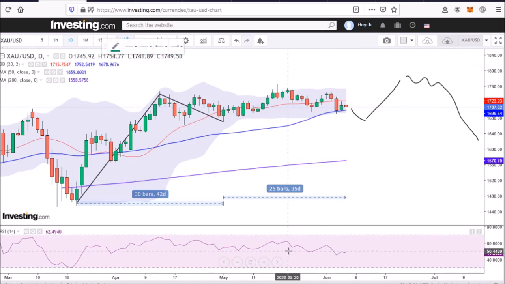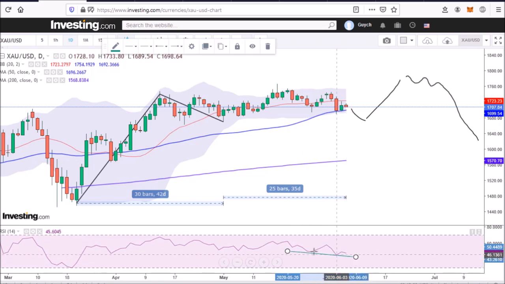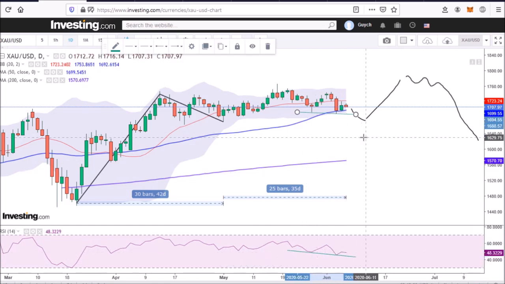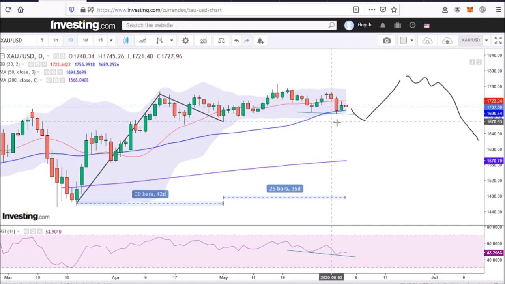Looking at RSI, over the last week or so, we don't see a positive divergence in RSI yet. We see lower lows in RSI since late May, and we see just slightly lower lows on the price itself as well. So again, since there is no positive divergence, there is still a chance that gold might decline over the next few days. Of course, nobody knows the future.